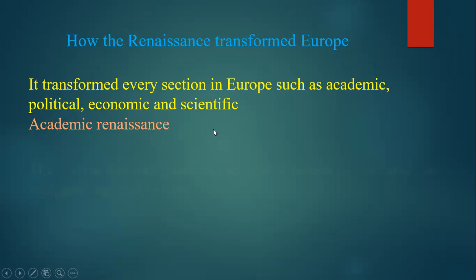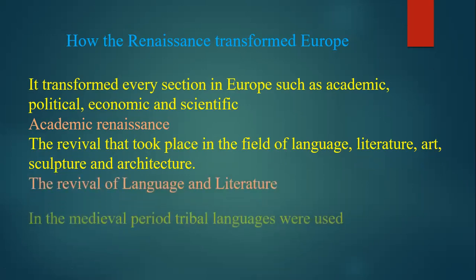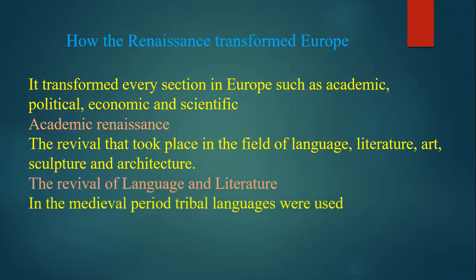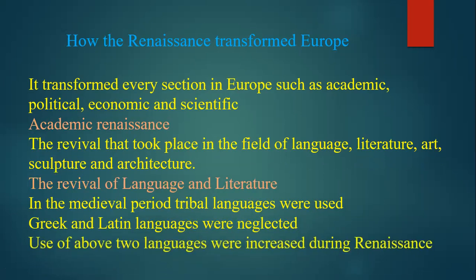Academic Renaissance. The revival that took place in the field of language, literature, art, sculpture, and architecture, we called as what? Academic Renaissance. The revival of language and literature. In the medieval period, tribal languages were used. Greek and Latin languages were neglected and they became dead languages. People were not using these Greek and Latin languages. Use of these two languages increased during the Renaissance.